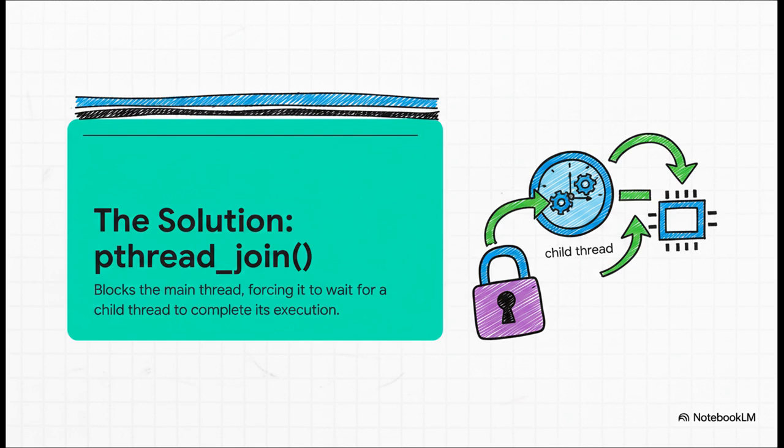Well, luckily, the solution is really elegant. It's a function called pthread_join. You can basically think of it as the parent thread putting its foot down and saying, hey, I am not moving another inch until my child1 comes back and reports that its job is done. It literally blocks the main thread and forces it to wait.